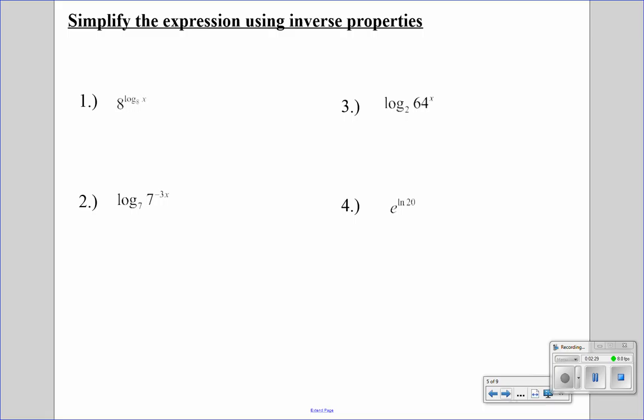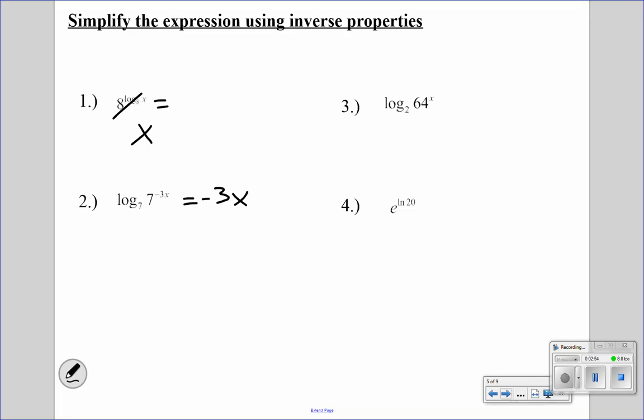Now we're going to do this with numbers. So 8 to the power log base 8 of x, once again, we know from our properties that these essentially cancel out, and this just equals x. Over here, once again, we know from our properties, log to the base of a number of that number to a power just equals the power. So we know that this just equals negative 3x.